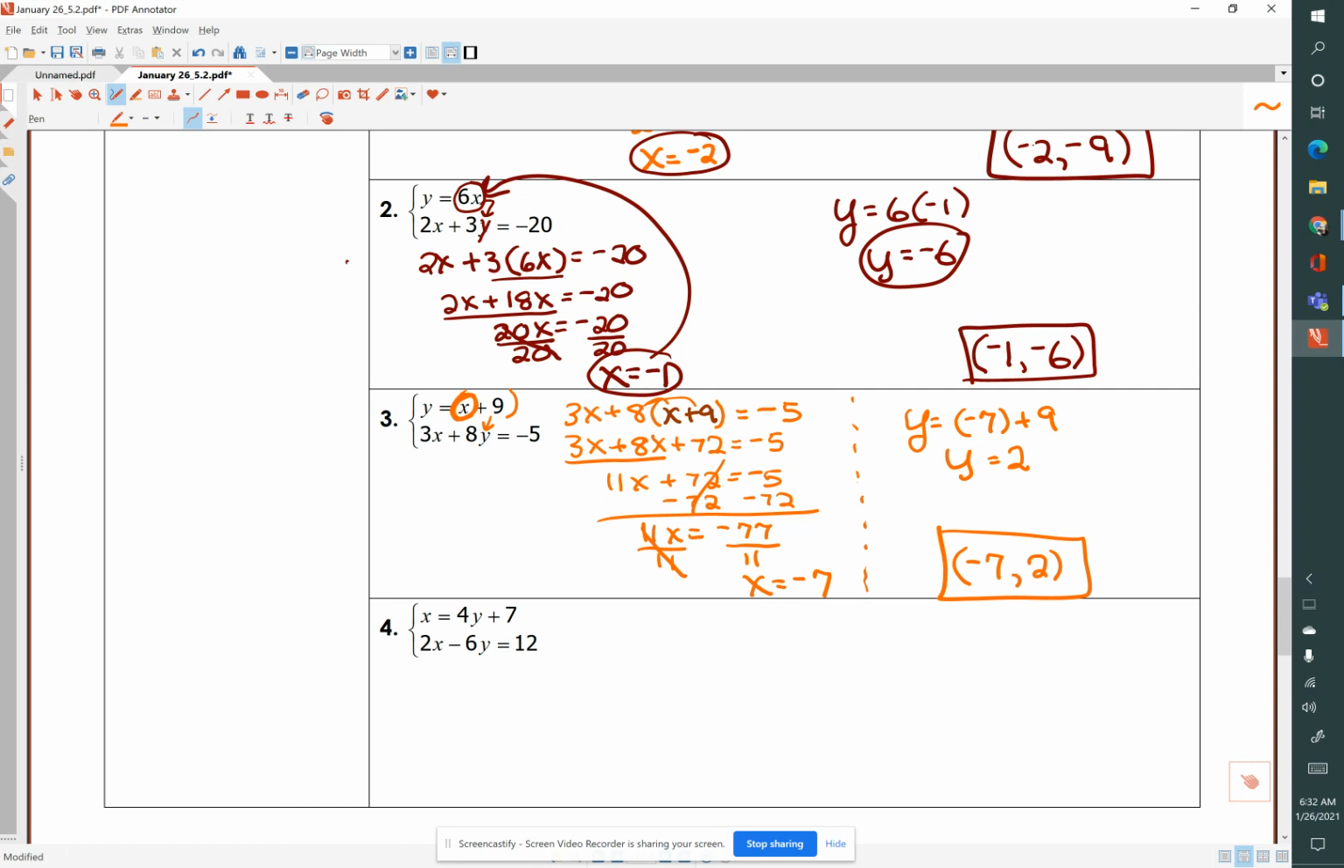Now number 4. Number 4 is already solved for x. We have x equals this quantity of 4y plus 7. So I'm going to take this quantity 4y plus 7 and substitute it for x in the second equation. So 2, and then I have my parentheses. I'll just write it out and come back and make the substitution.